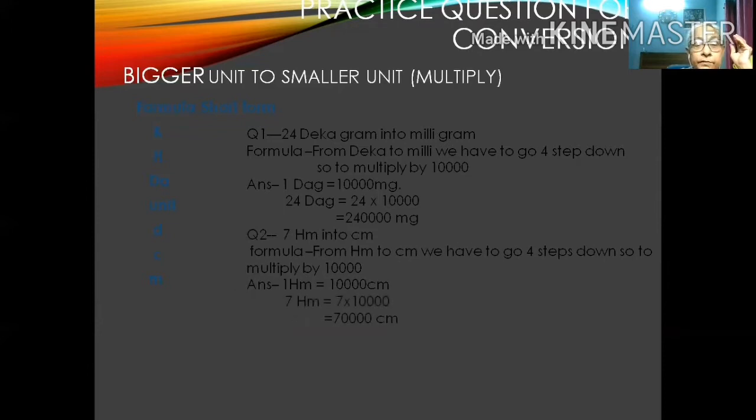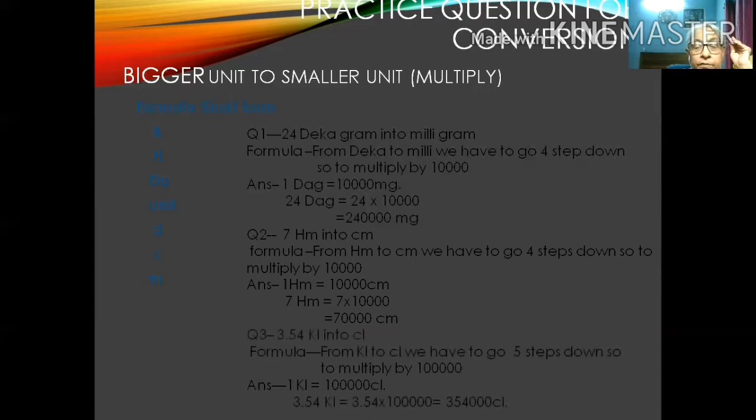Now, the second example is about meter. 7 hectometer into centimeter. Let us see how many steps we are going down from hecto to centi. From hecto to centi, we have to go 1, 2, 3, 4 steps down. So multiply by 1 and 4 zeros, that is 10,000. 1 hectometer is equal to 10,000 centimeter. So 7 hectometer is equal to 7 into 10,000, that is 70,000 centimeter.